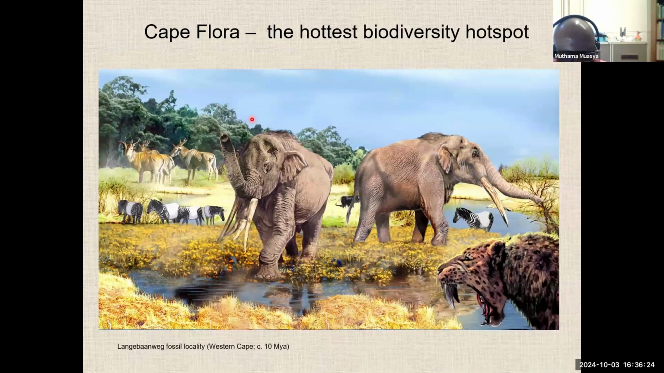Colleagues, allow me to go into the Cape shortly before we finish. I've been talking for about 25, 30 minutes, and the Cape is an amazing place to be. This is a reconstruction from the West Coast fossil deposit from about 10 million years ago, in an area which today is fairly open, that they had elephants with 4 trunks.